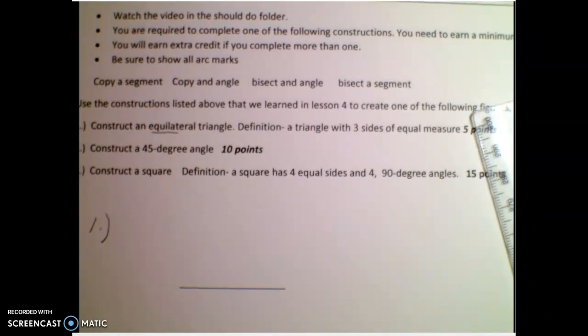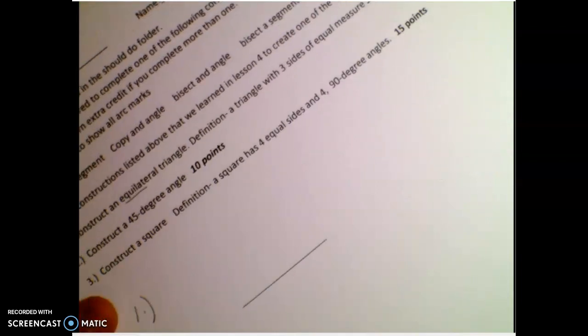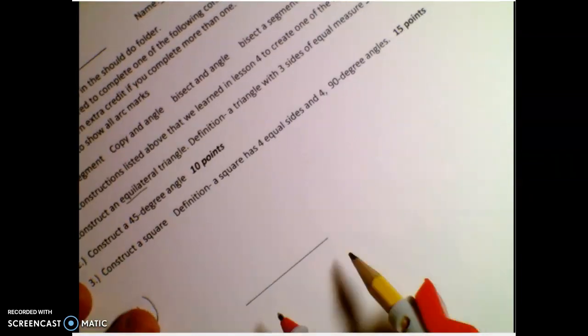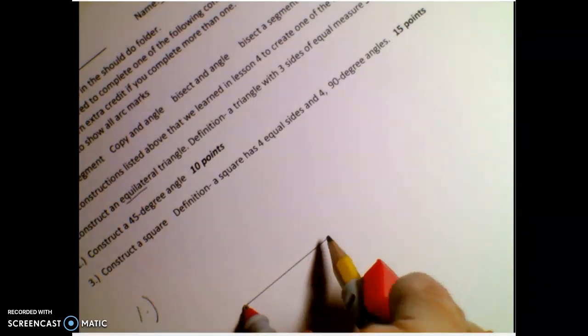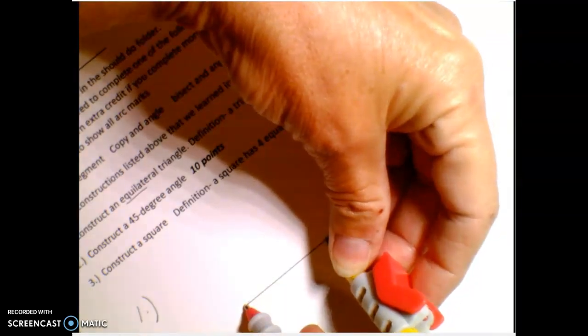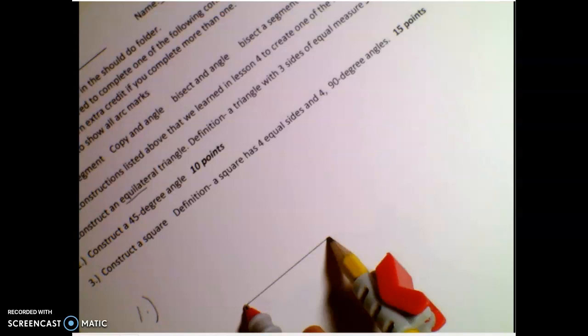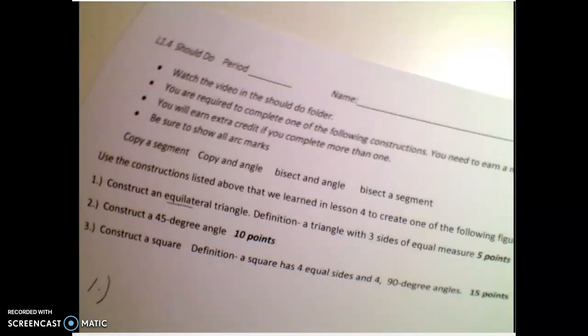Okay, so this is actually one of the easiest constructions that you can do, because remember, when we copy a segment, I'm going to turn my paper. It's always easier to do this. I just measure it first. So I'm going to open up my compass, and I'll play with it until it gets right there. There you go. So that's how long my line segment is. It's that long. And that's how long I want all 3 sides to be the same.